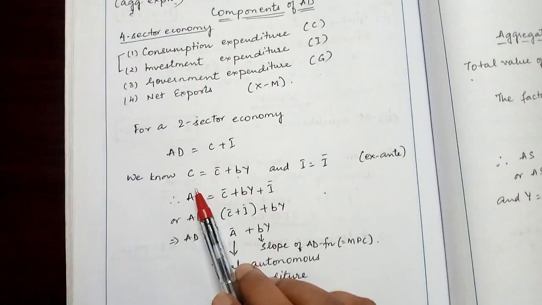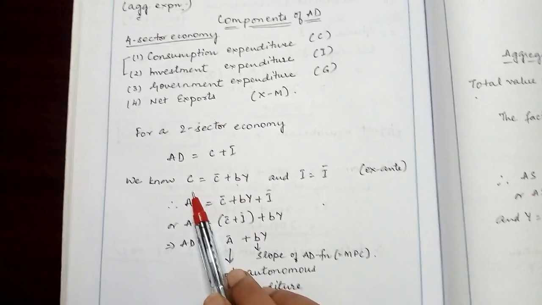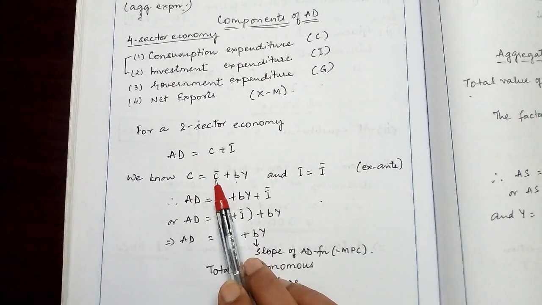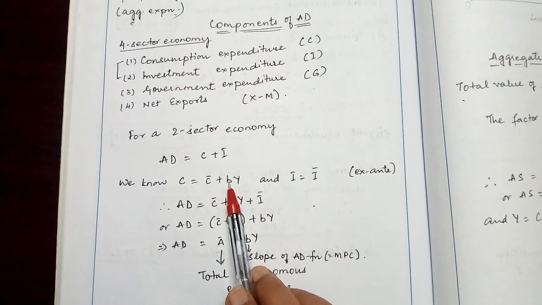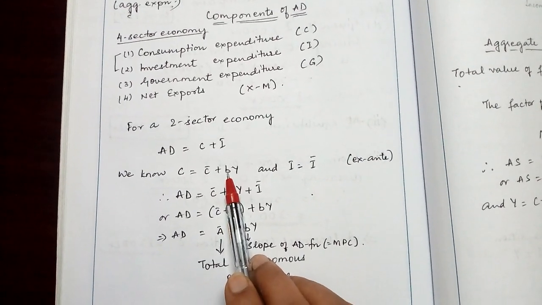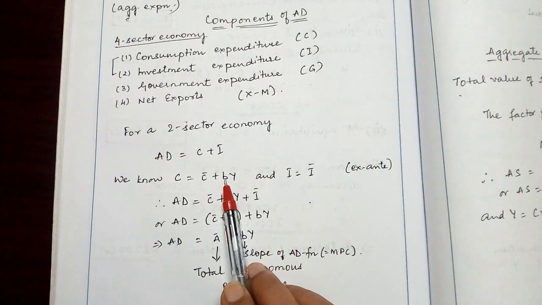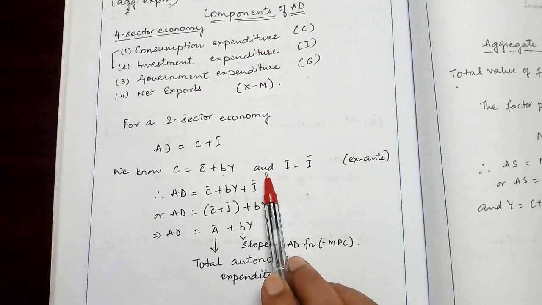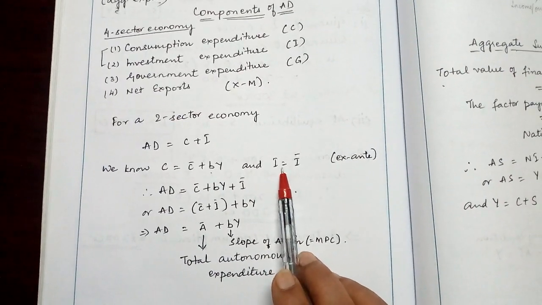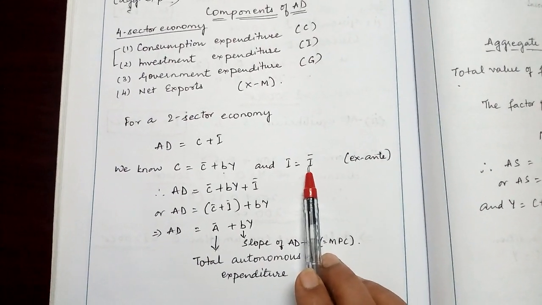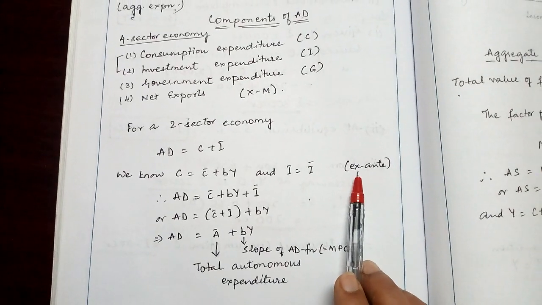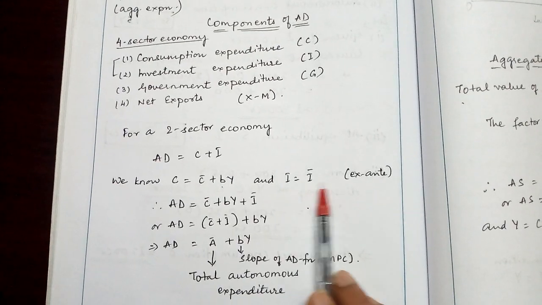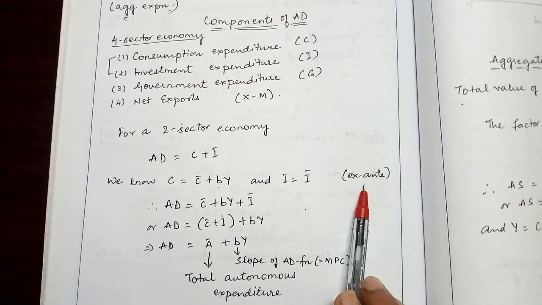We know from our previous knowledge that consumption expenditure C is equal to C bar, which is autonomous consumption, plus the marginal propensity to consume, which is also the slope of the consumption function, times income. And investment expenditure is equal to the autonomous investment, which is also called ex ante, that is the planned investment, which is going to be the same throughout, irrespective of the income.